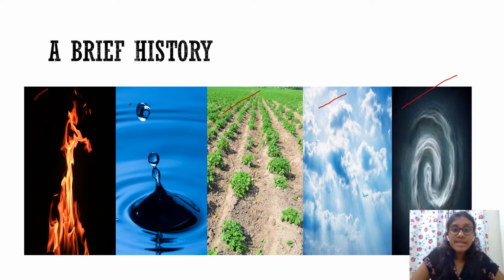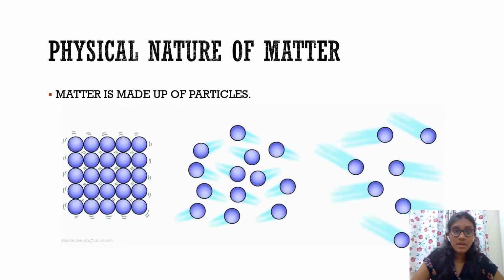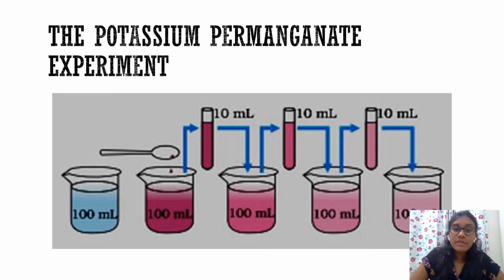But modern day scientists classify matter based on their physical and chemical composition. Let us now look at the physical nature of matter. All matter is made up of very small particles. These purple spheres in these images represent the particles. To find out the size of these particles, we will conduct an experiment called the potassium permanganate experiment.